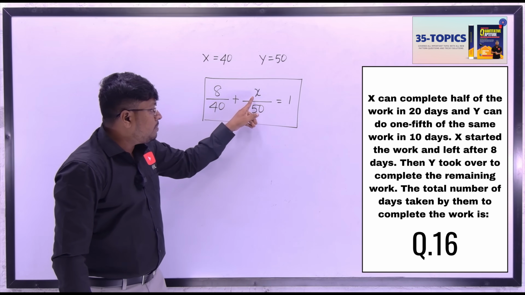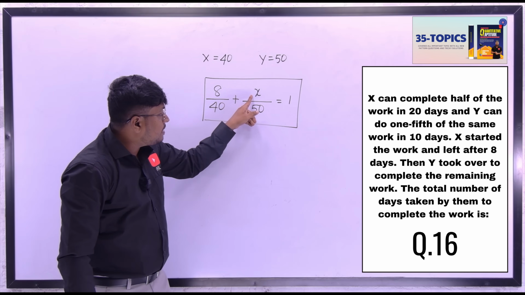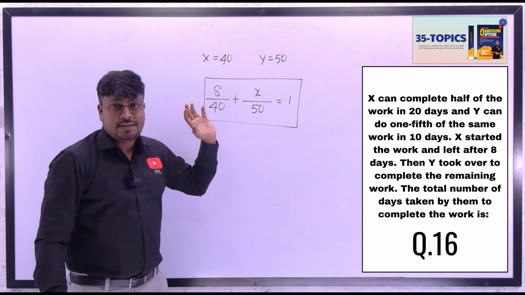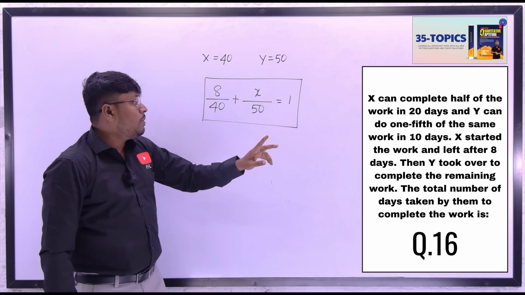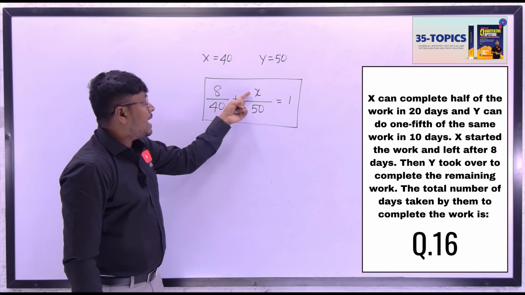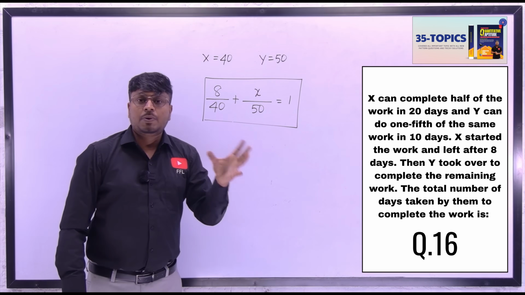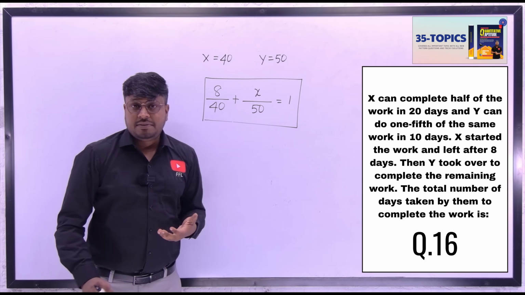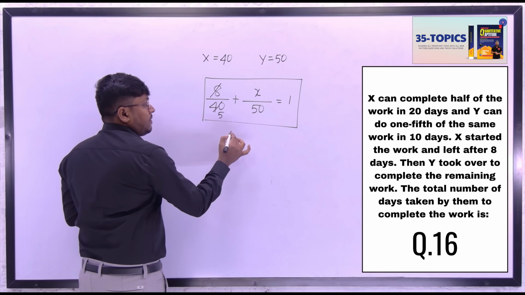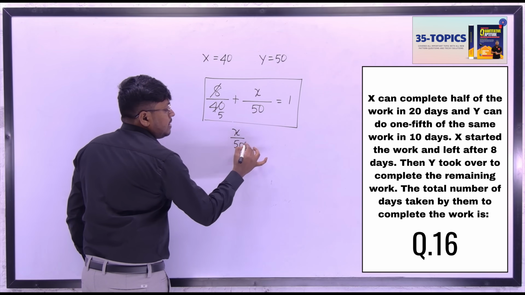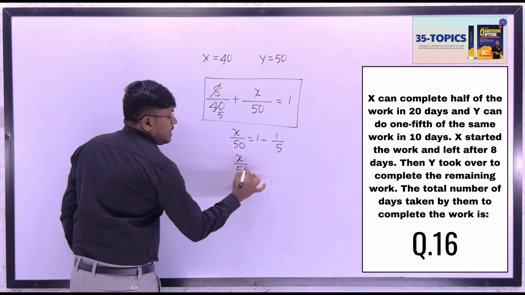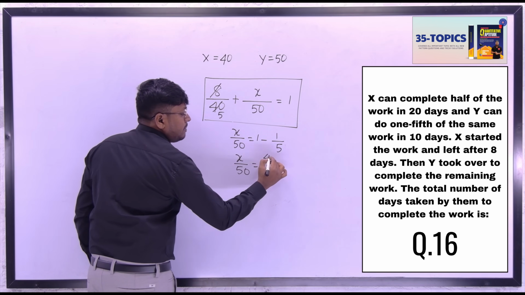The remaining job was completed by the second person Y, but we don't know how many days he takes to complete the work, so we assumed it as X. Our target is to find in how many days the total work was completed. Once you find the value of X, adding 8 to it, the result will be the total number of days taken to complete the work. I think we can cancel it, 1 by 5, so X by 50 is equal to 1 minus 1 by 5. So X by 50 is equal to 5 minus 1, which is 4 by 5.